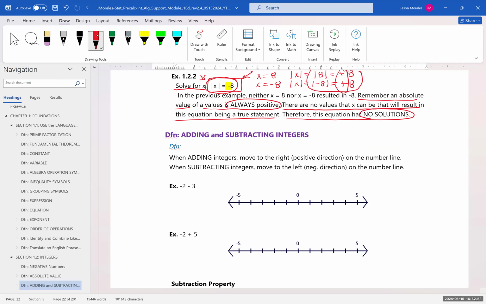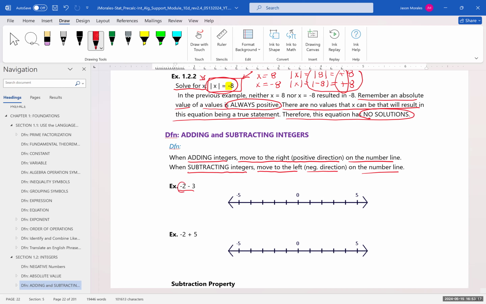Okay, now we've got adding and subtracting integers. So when adding integers, you're going to move to the right in the positive direction on a number line. And when subtracting integers, you're going to move to the left on the number line. So for example, let's say we had -2 minus 3.